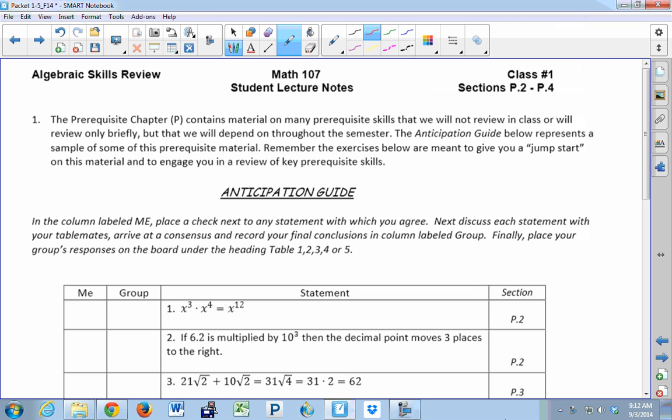I always ask people to read. So, Trevor, you want to start with number 1 here?